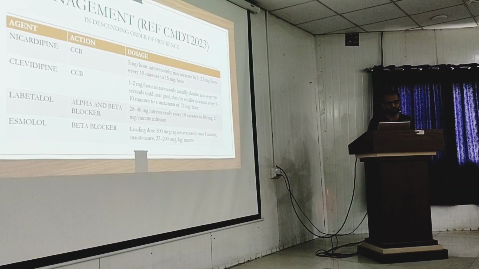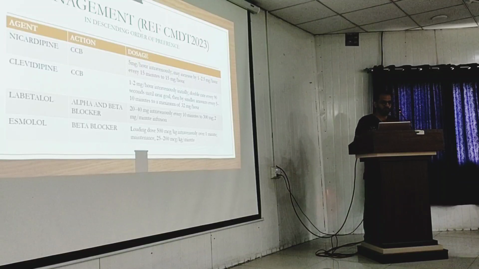First agent will be nicardipine, which belongs to the family of calcium channel blockers. Dosage is 5 mg per hour intravenously, may increase by 1 to 2.5 mg per hour every 15 minutes to 15 mg per hour. Clevidipine, which belongs to the family of calcium channel blockers, 1 to 2 mg per hour intravenously initially, double the rate every 90 seconds until near goal, then by smaller amounts every 5 to 10 minutes to a maximum of 32 mg per hour. Labetalol, which belongs to the family of alpha and beta blockers, 20 to 40 mg intravenously every 10 minutes to 300 mg, or 2 mg per minute infusion.